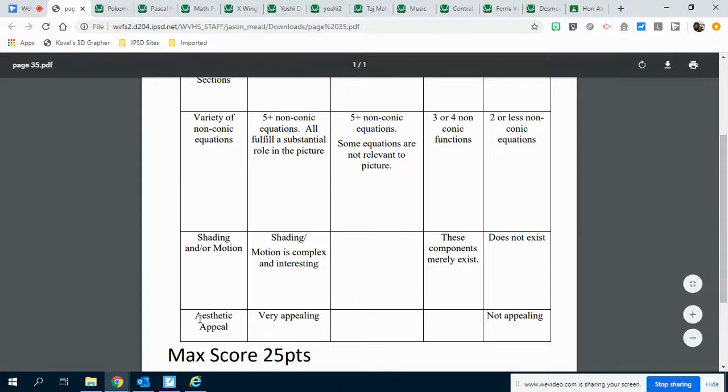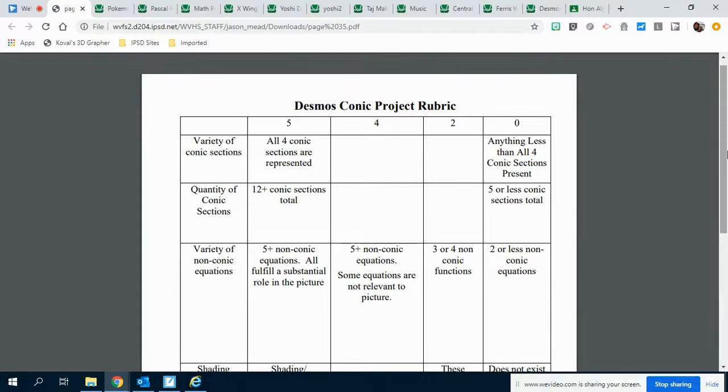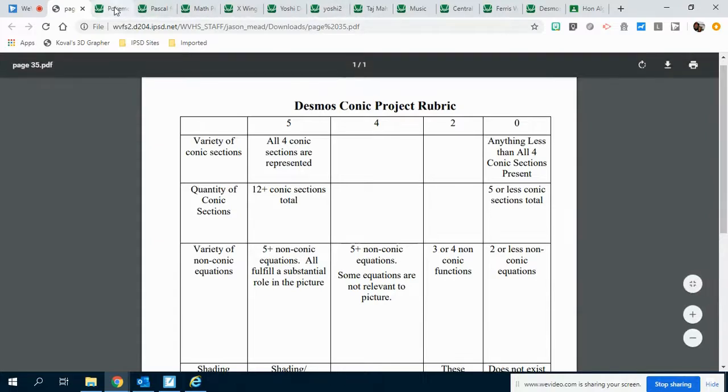And then aesthetic appeal, very appealing versus not appealing. And then there are other categories that could go in the middle. So that would add up to a total of 25 points for your project.